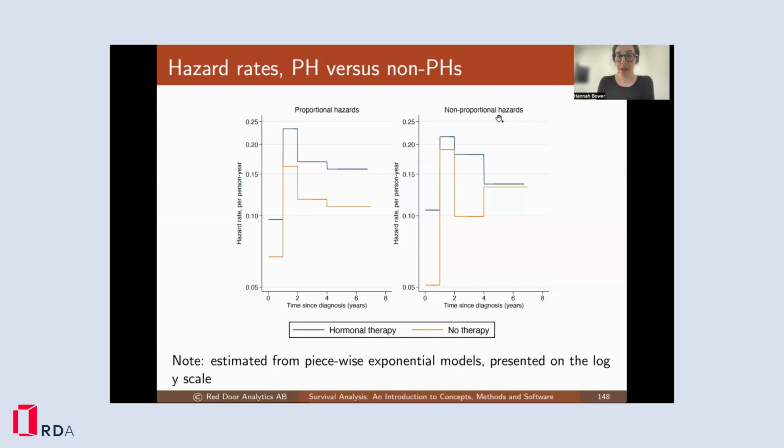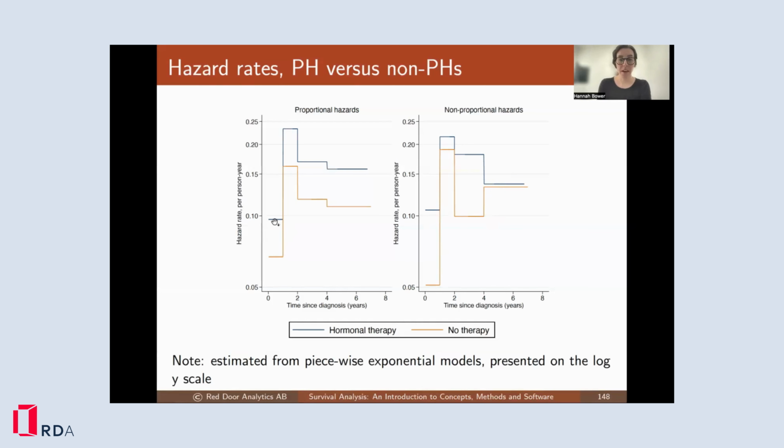Now, under non-proportional hazards, we may see something like this, where we basically see that the differences are no longer constant. So here we can see we have a much larger difference between the no therapy and the hormonal therapy group than here, where we have a smaller difference. And again, if we look at the last period, for example, they're almost the same. So you should be able to see that if we take a ratio of these two rates at different time points, we get different values. The ratio will be different.